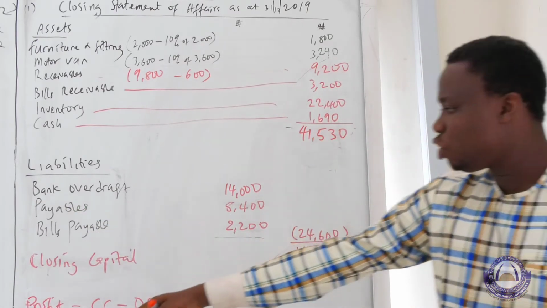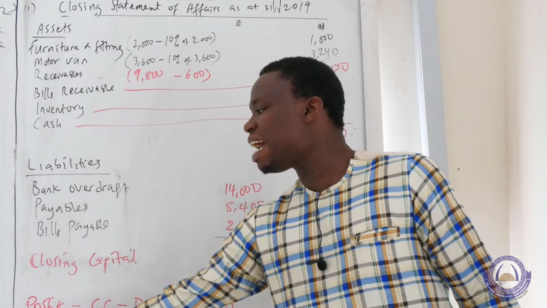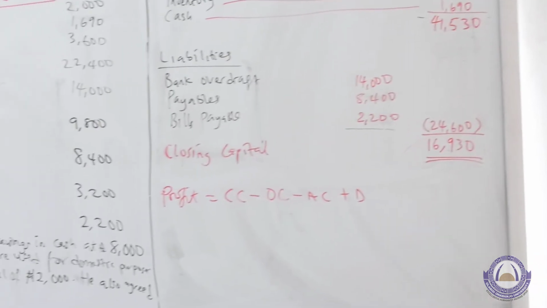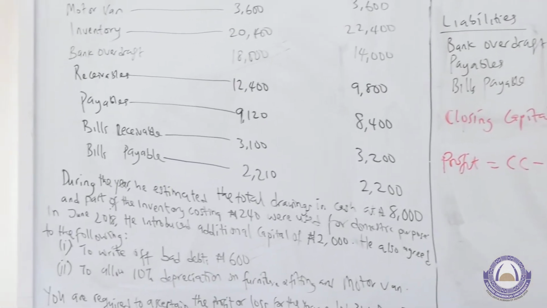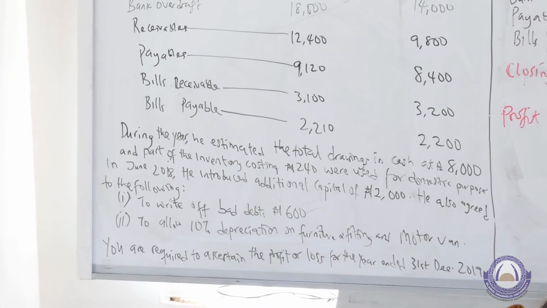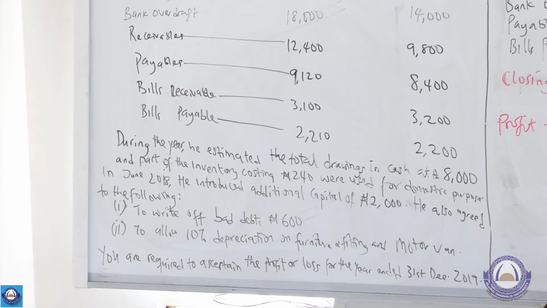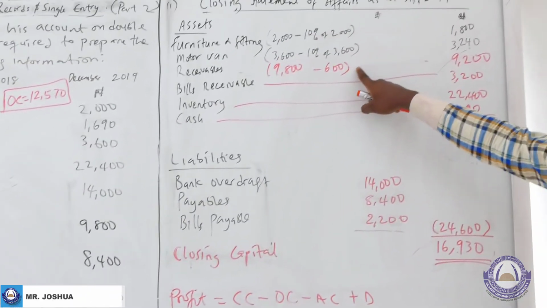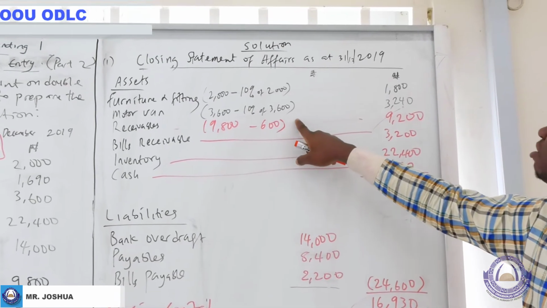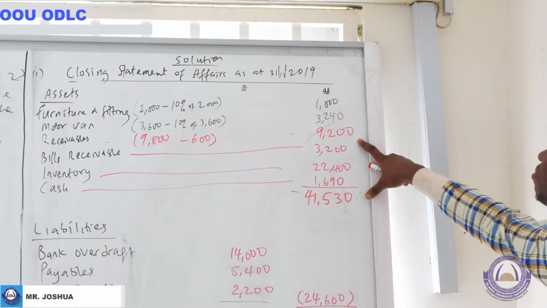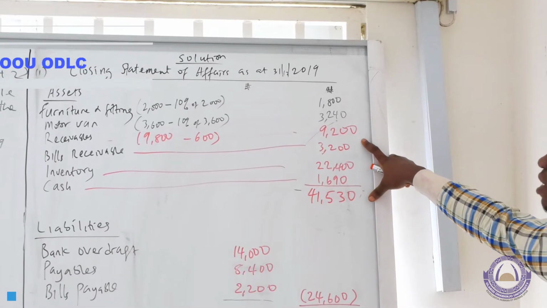Receivables at the end of the year was 9,800 naira. But there's an additional information that Mr. Okpe had agreed to write off 600 naira as bad debt. So it means that receivable at the end of the year will now be 9,800 naira minus the bad debt. So that gives us 9,200 naira as receivable at the end of the year.